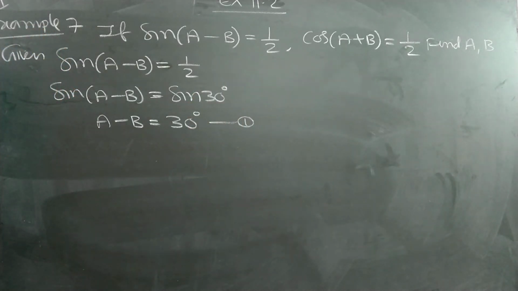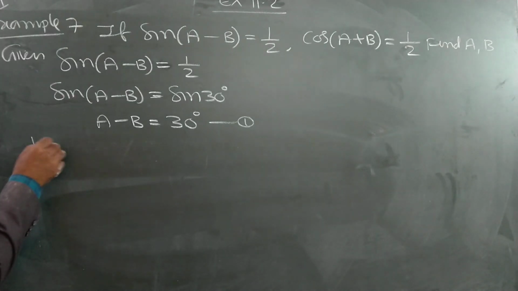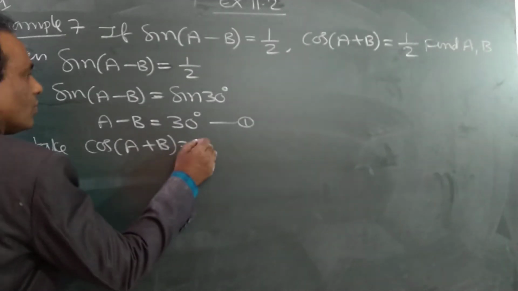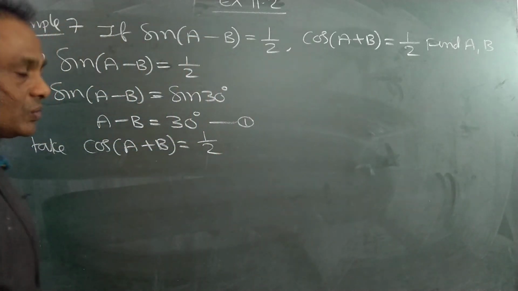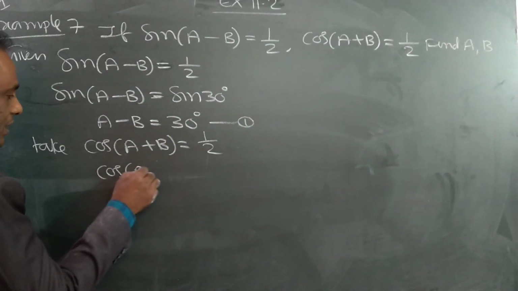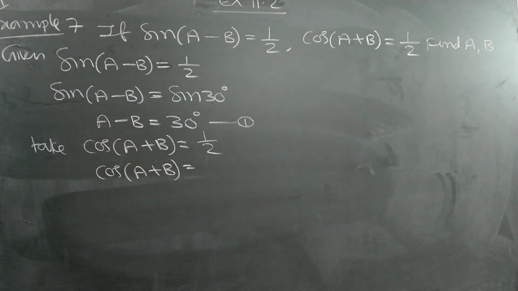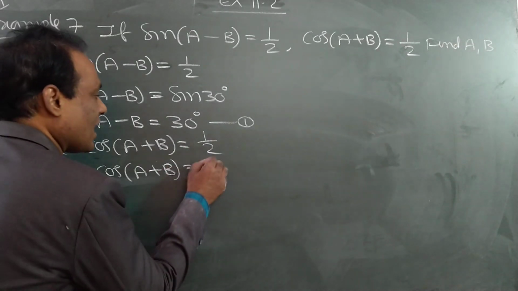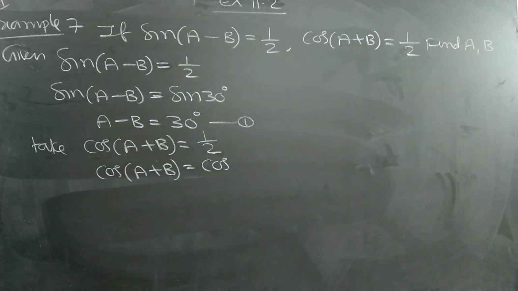First equation. Take this. See here, don't write yet. Cos(A plus B) is equal to 1 by 2. Write down 1 by 2 in terms of cos, because this is cos. Cos of how many degrees is 1 by 2?